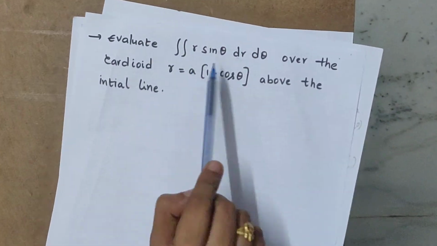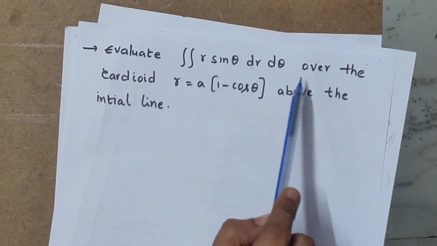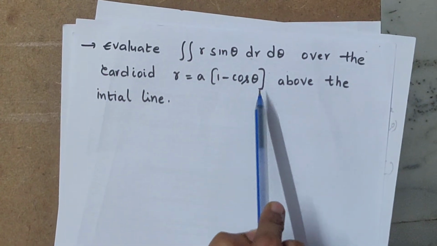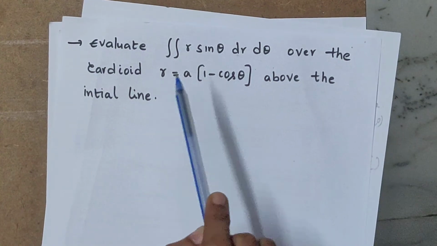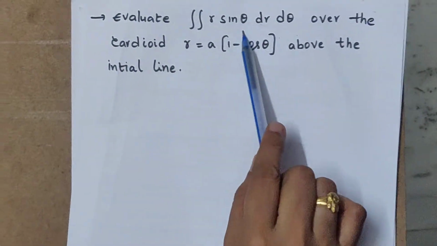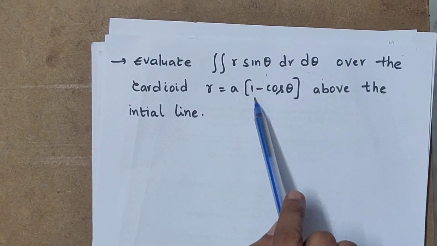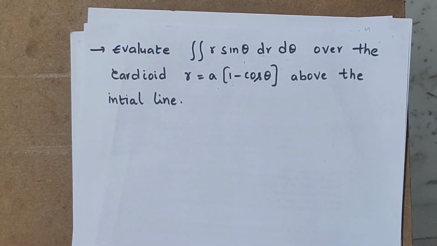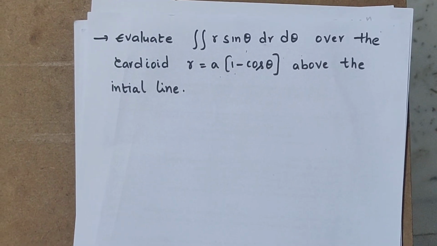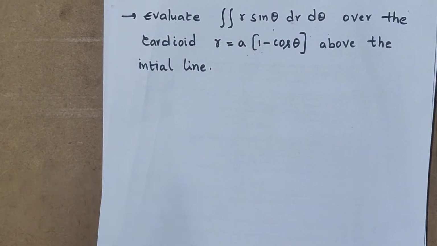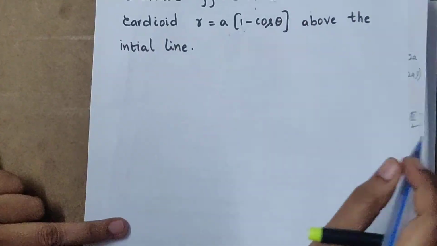Now we see the problem. Evaluate the double integral of r sin theta dr d theta over the cardioid r equal to a into (1 minus cos theta) above the initial line. So we have to evaluate the double integral over the cardioid above the initial line. For this one, first note down the rough sketch of the cardioid r equal to a into (1 minus cos theta).